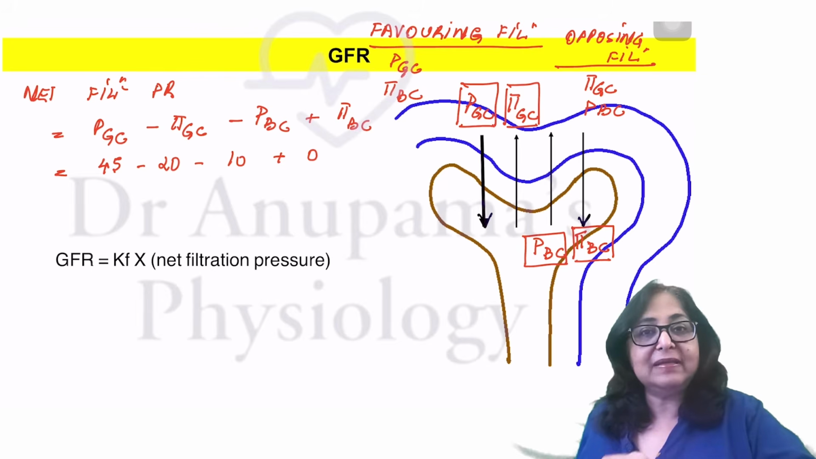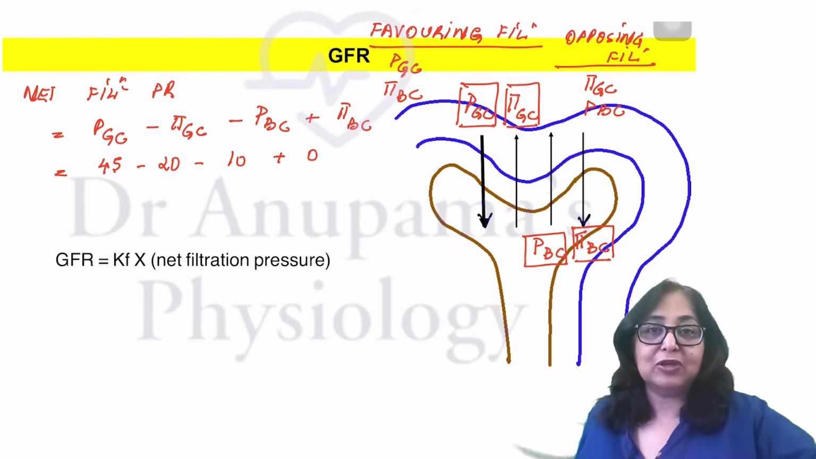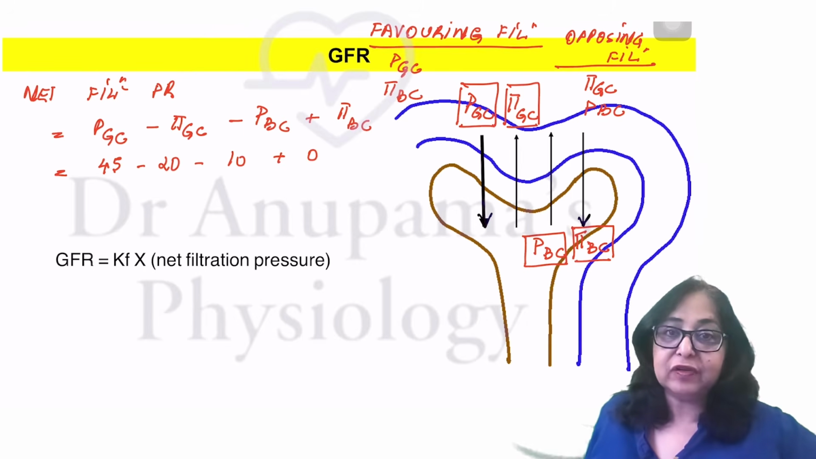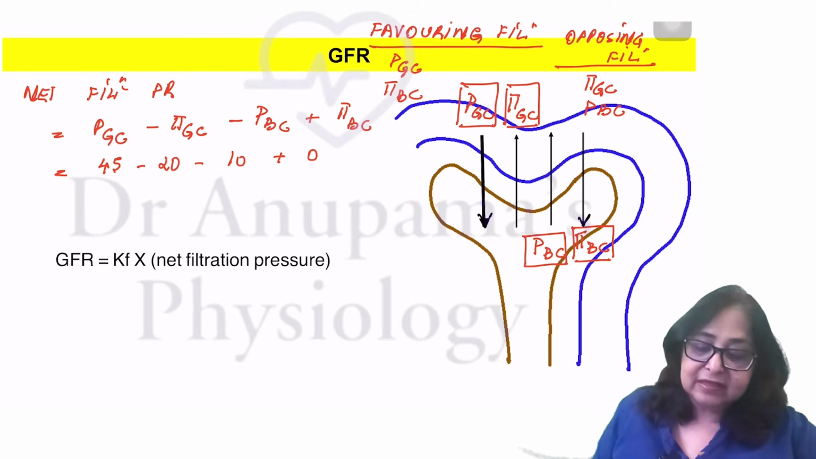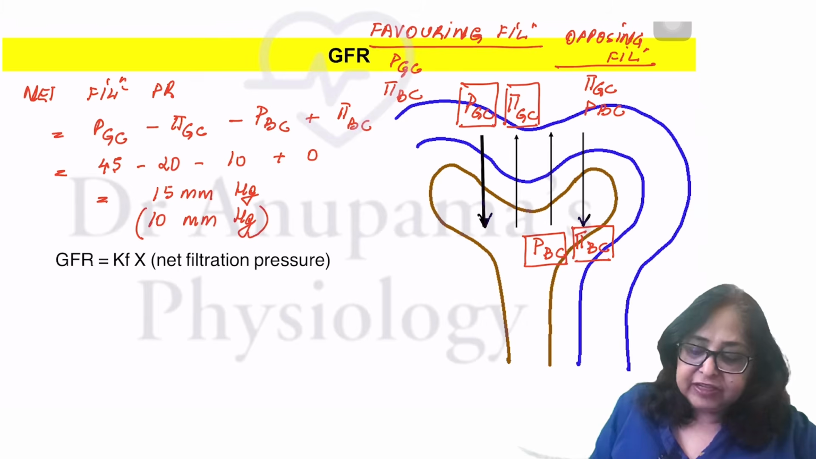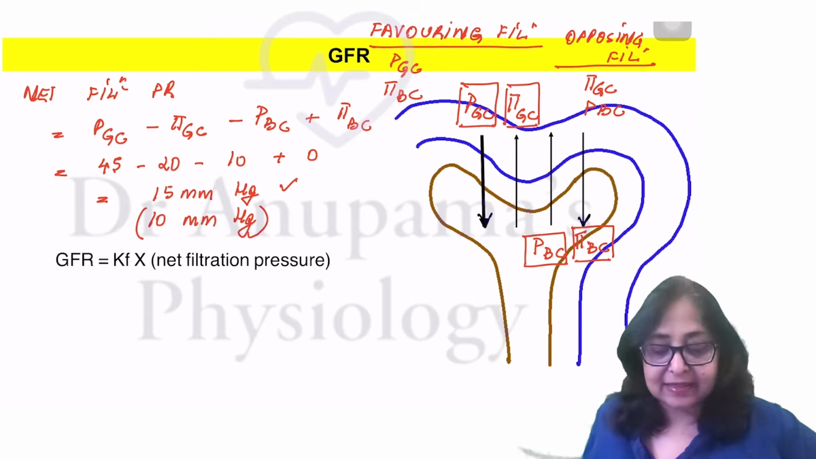Why is pi BC 0? Because there are no proteins in the filtrate. Colloid osmotic pressure is because of proteins, and normally no proteins are present in the filtrate, therefore pi BC will be 0. This gives me a net filtration pressure of 15 millimeters of mercury. Some books say that the net filtration pressure is 10, but 15 is a slightly better answer.